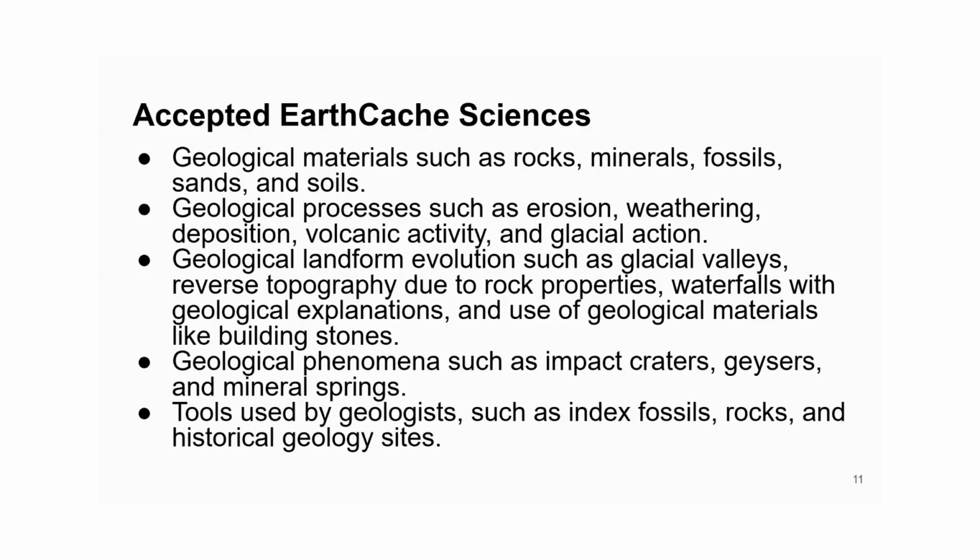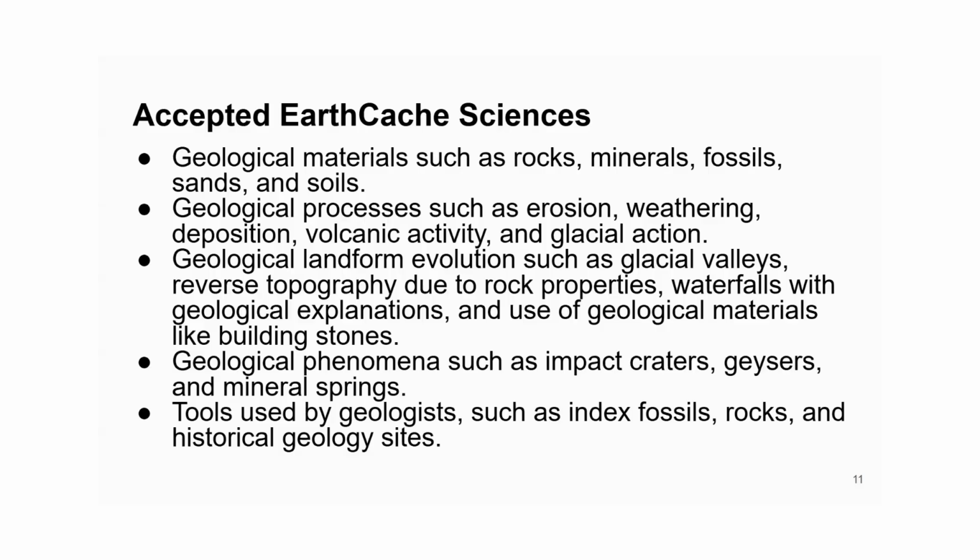All right, so moving into accepted EarthCache sciences. The geocaching website lists a few sciences that are acceptable for developing EarthCaches and some that are not. So the accepted list here is the bread and butter of what you'll be working with when developing an EarthCache. So geological materials such as rocks, minerals, fossils, sands, and soils. Geological processes such as erosion, weathering, deposition, volcanic activity, and glacial action. More accepted EarthCache sciences include geological landform evolution, such as glacial valleys, reverse topography due to rock properties, waterfalls with geological explanations, and use of geological materials like building stones.